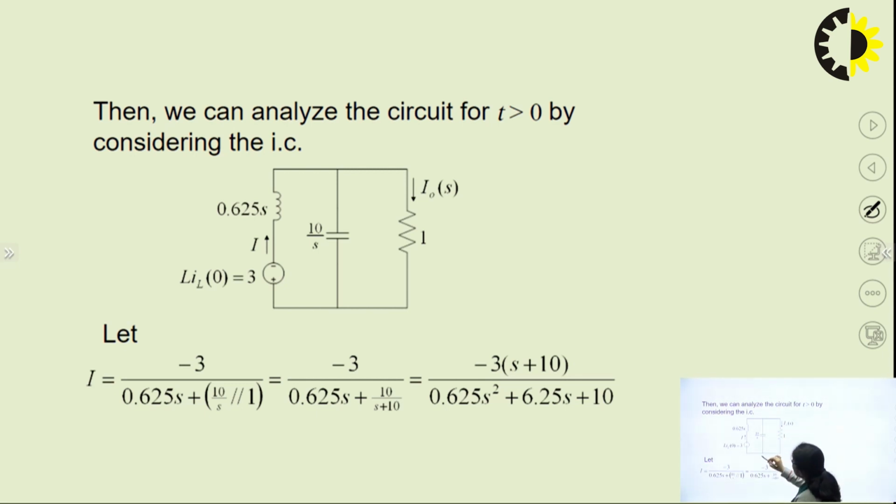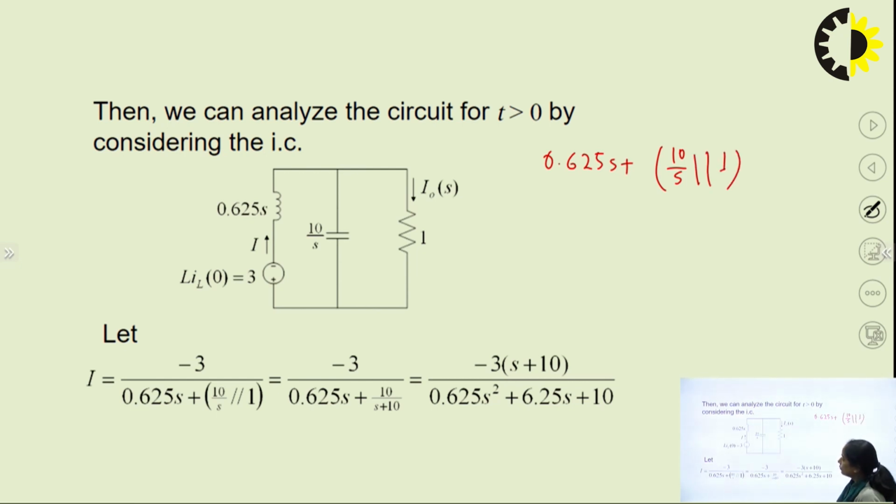So what is the total impedance? The total impedance of this circuit is 0.625 S plus 10 by S parallel 1. Now this is the total current, minus 3 because the direction is opposite. So minus 3 divided by 0.625 S plus this, because the current is leaving the negative terminal of the source. This is the value of the total current.